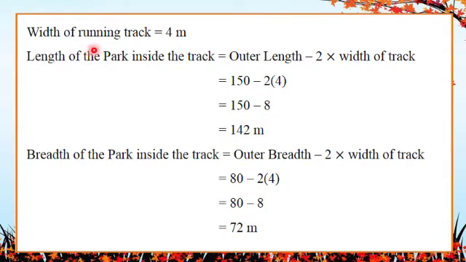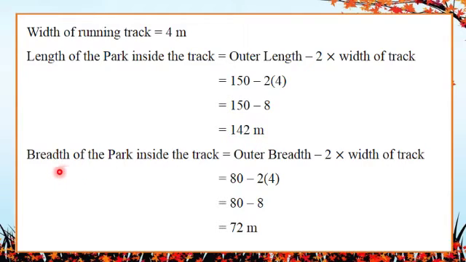Okay, now the width of the running track is given to us, 4 meter. I want to calculate the inner length of the park without this running track. For this purpose I will subtract the 4 meter from both sides. So outer length minus 2 times the width of the track. The outer length is given to us, that is 150, and subtract 2 times the width. The width is 4 multiplied by 2, 4 twos are 8, and after the subtraction I will get 142 meter. This is the length of the park without the running track.